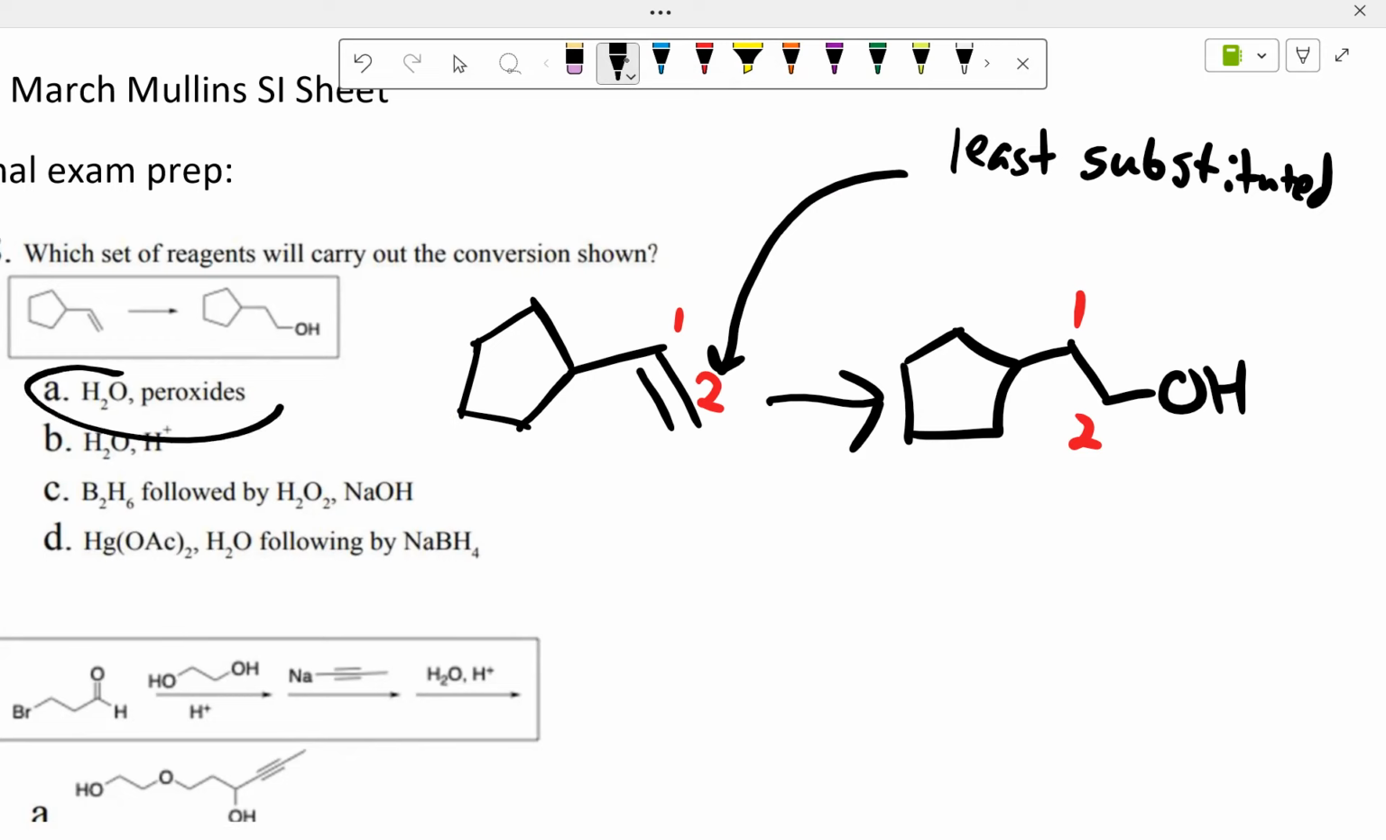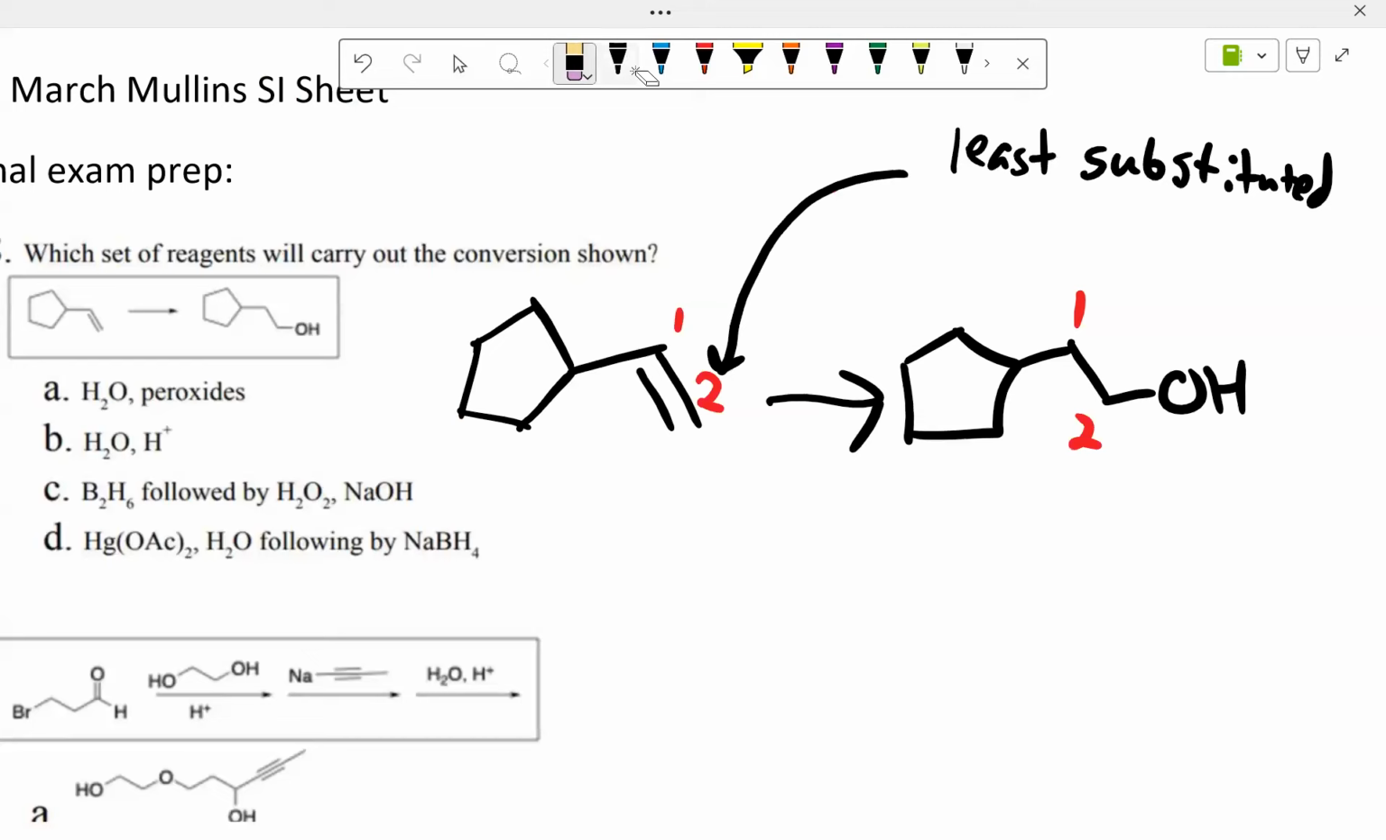If we look at A, H2O and peroxides, that's not a reaction we learned, so we can just throw that out. H2O, so this is just hydrolysis that's going to combine to create H3O plus. If you would do this, what would happen is you would create a carbocation on carbon 1, and then that would rearrange to the carbon to the left. So that would make an alcohol add there to the tertiary carbon and not carbon 2. So it can't be that one.